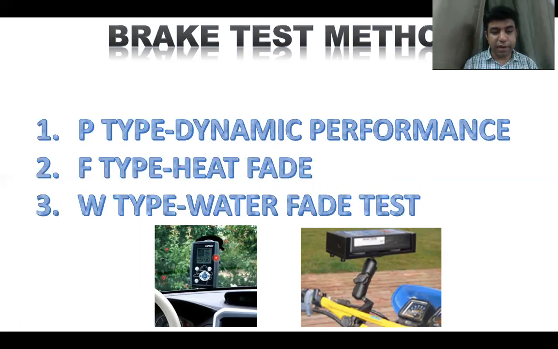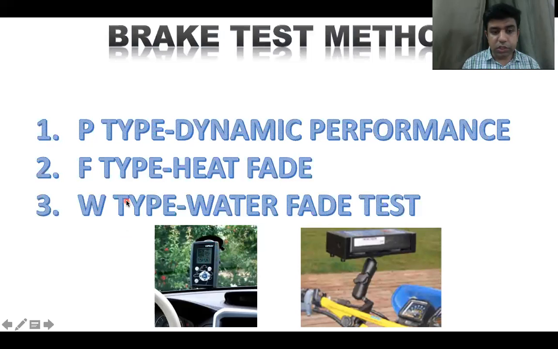Then again, we will travel for 1 kilometer. We will again notice the value of the decelerometer. This we will do up to 15 times. So what will happen is, due to the repeated application of the brake, there is a generation of heat, and due to that heat effect, we will find out what is the change in the decelerometer reading, right? So in this particular way, we need to check what is the effect of heat generation on the braking part.